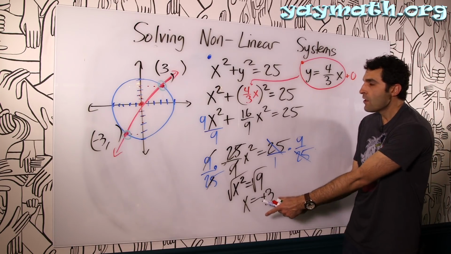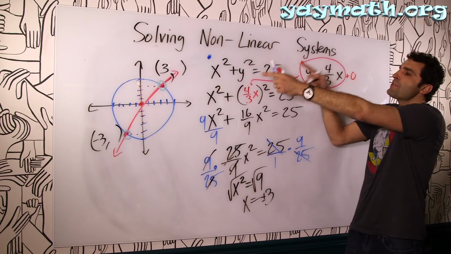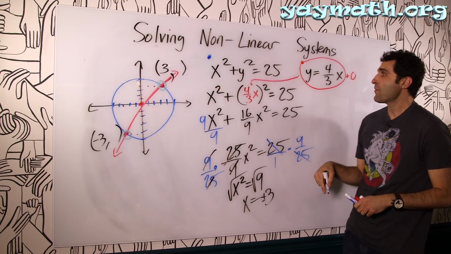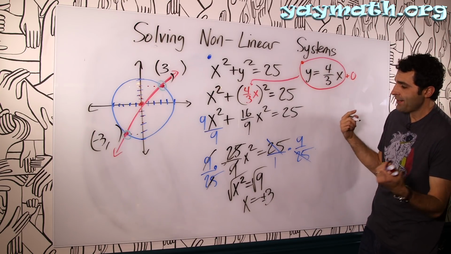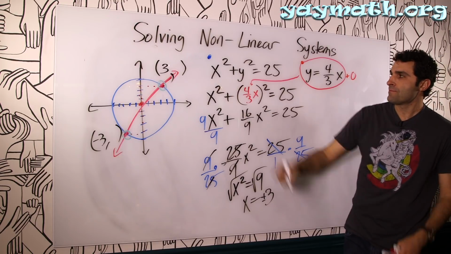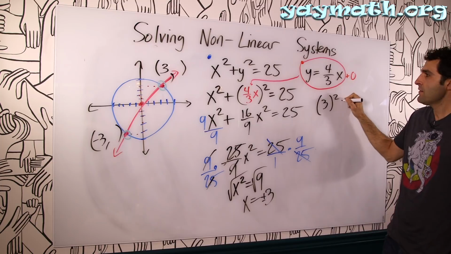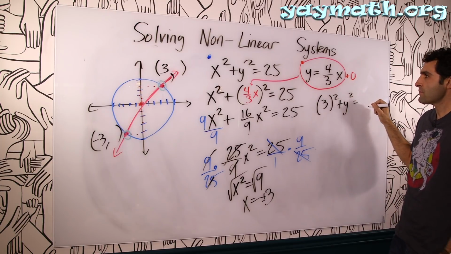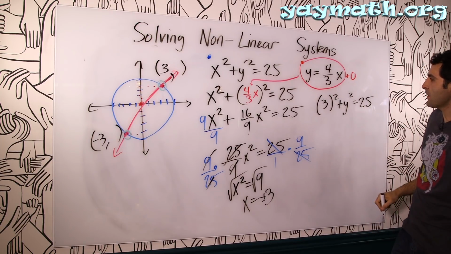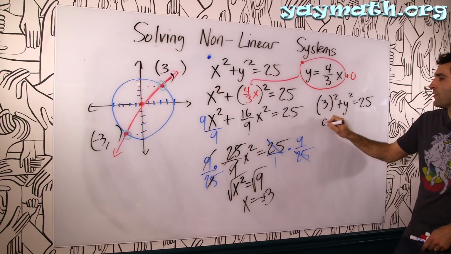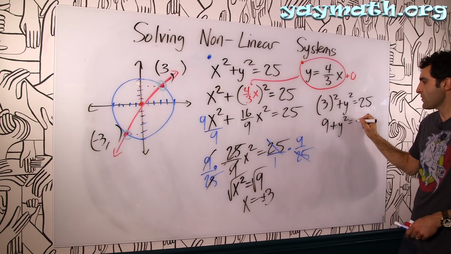Going to y. Which equation should we plug it in? The good news is it won't matter. It works for both. So let's pick that one. Then that would be 3 or negative 3 squared plus y squared equals 25. It's kind of cool. So no matter what, we'll get 9 plus y squared equals 25.